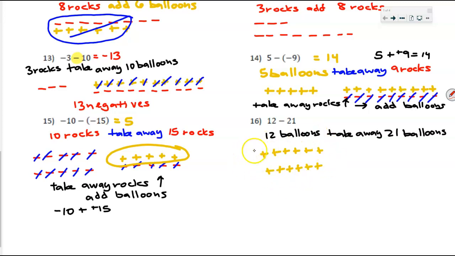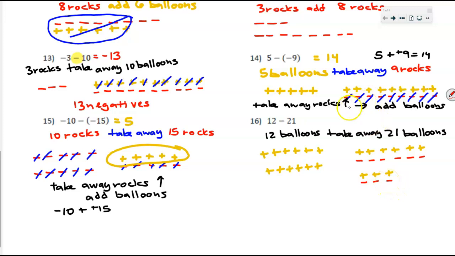Look at what we have here. Do I have enough? No. There's already 12. This would be my 13th, but I cannot just draw the balloon. I have to draw a 0 pair, but that's 13 balloons that I could potentially take away. There's 14. This will be the 15th, the 16th, the 17th, the 18th balloon, almost done, the 19th balloon, the 20th balloon, and finally the 21st balloon.